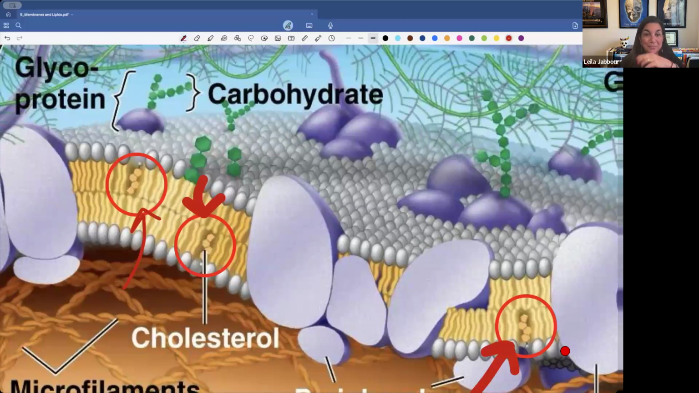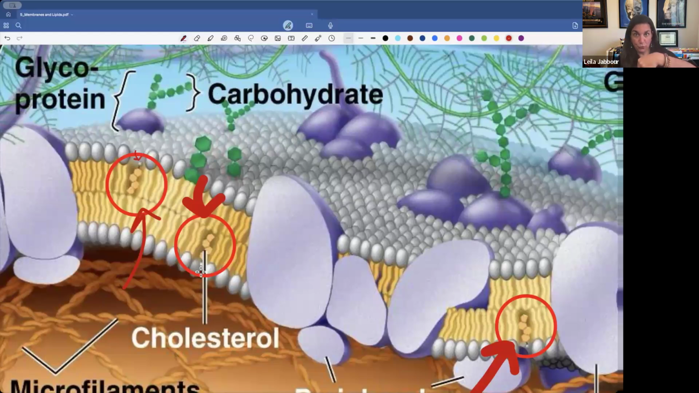And look, this is very interesting. You see that little gray ball over here? That's your polar hydroxyl group. And it's perfect because this is the part that faces the aqueous environment. So cholesterol is not buried in the membrane. It's between phospholipids, and then it has its polar little head poking to the outside or to the inside.